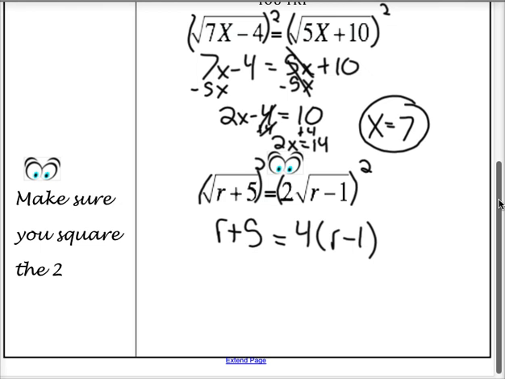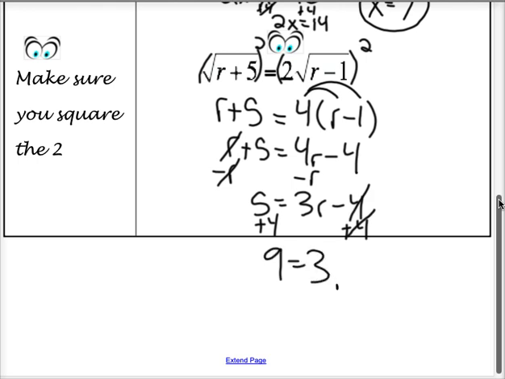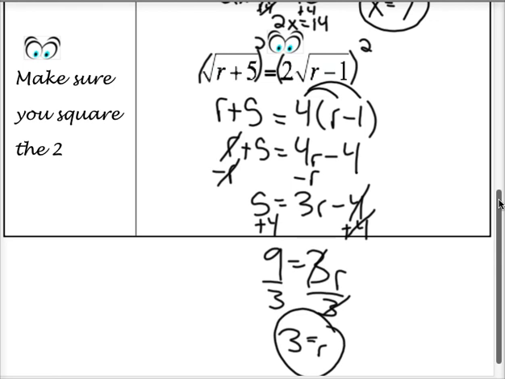All right, and now that we have that, we're going to distribute that out. So we have r plus 5 equals 4r minus 4. And now we start maneuvering things around just like we were doing before. I want my variable on one side, so I'm going to subtract r off. So I get 3r minus 4. I'm going to add 4 to both sides. So 9 equals 3r. Divide both sides by 3. So I get r equals 3.